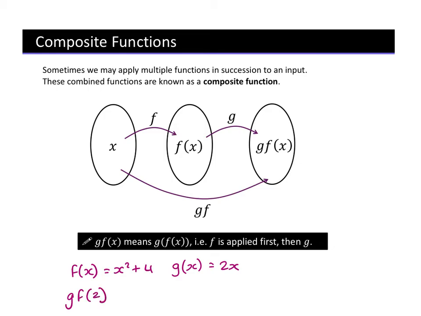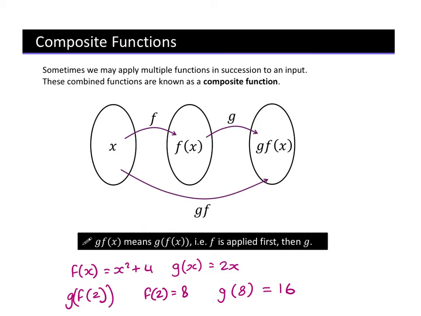Step one, we find the function of 2, okay? We find f of 2. So f of 2 is 2 squared, which is 4, plus 4, which is 8. So I know that f of 2 equals 8. So now if I'm finding g of f of 2, that means in theory I'm finding g of 8, aren't I? Which is, in fact, 2 times 8, which is 16.